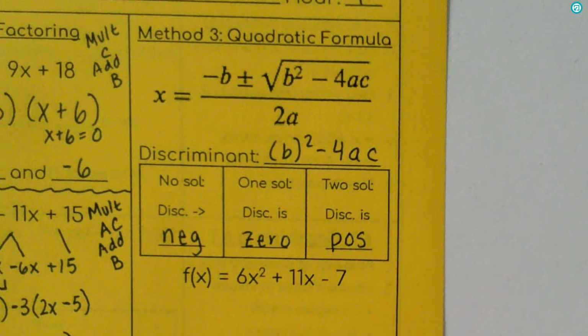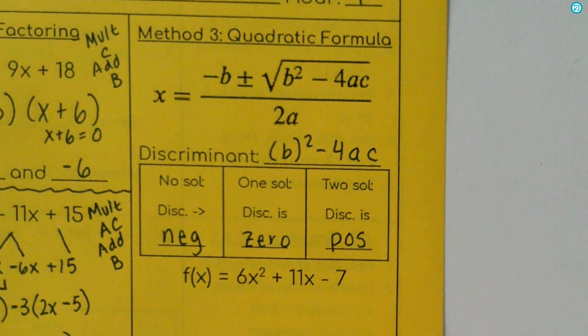So on your test, there is a section where we ask you to find the discriminant and then find the solutions if there are any. So sometimes you'll find the discriminant and then you'll stop because there's no solutions. Sometimes you'll find the discriminant and you'll keep going to get one solution. Sometimes you'll find the discriminant and you'll keep going to get two solutions. It just depends on what the discriminant is.